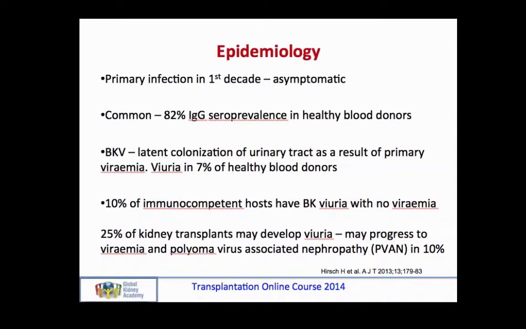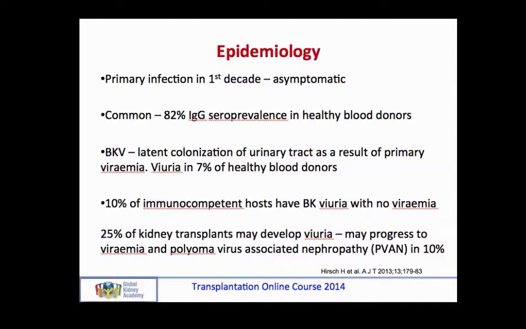So a little bit about the virus itself. It often causes primary infection in the first decade of life, and it's usually asymptomatic. It's common, so roughly 82% of people have IgG seroprevalence if you screen a bank of healthy blood donors. Basically, the virus just latently colonizes the urinary tract as a result of the primary viuria. And in fact, if you look at healthy blood donors, again, 7% of those healthy blood donors will have viuria.